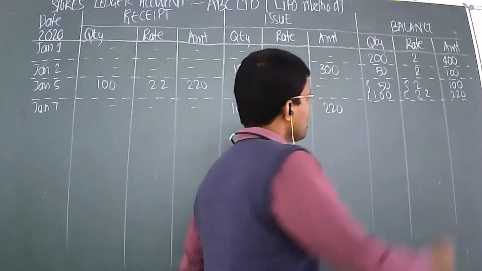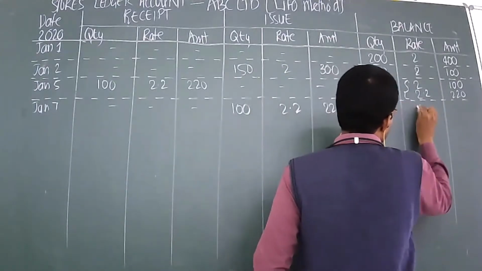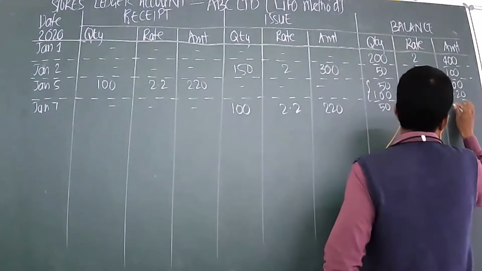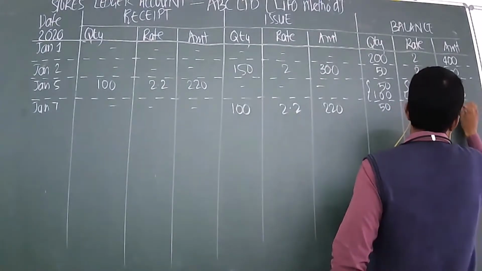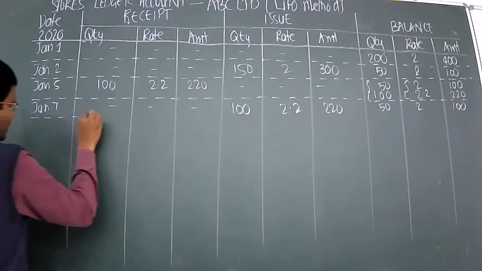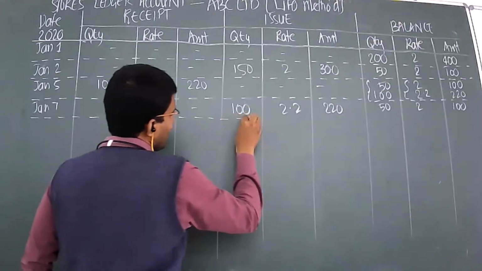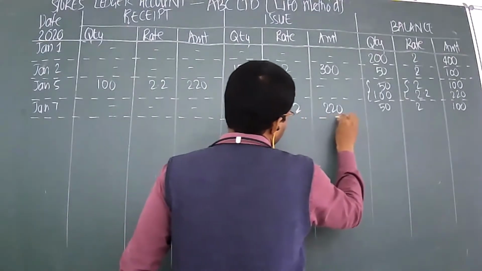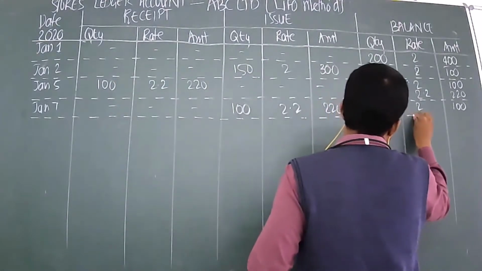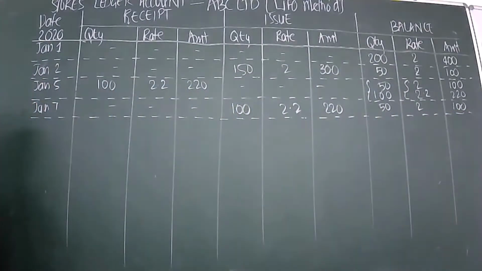Let's record the balance. So if this entire batch gets issued, then you're left with 50 units that you bought at 2 rupees, and then it works out to be 100. So this is how you would be carrying out issue when it comes to LIFO. So remember, in LIFO, the rationale is last in, first out. Okay, so we have captured that.